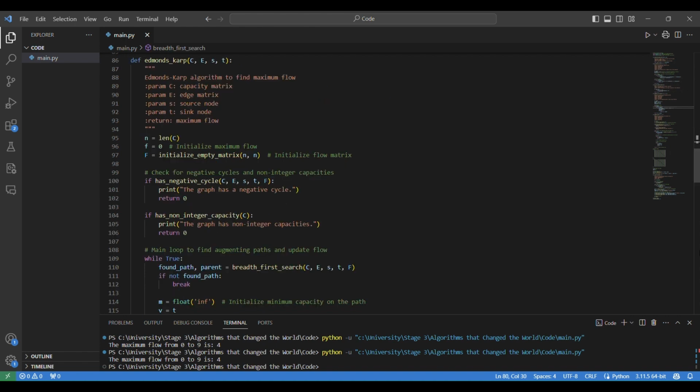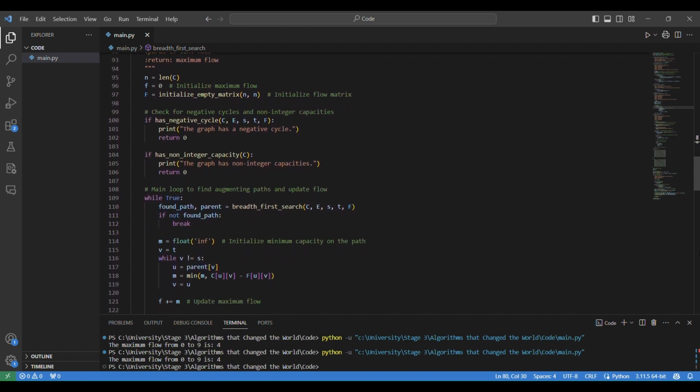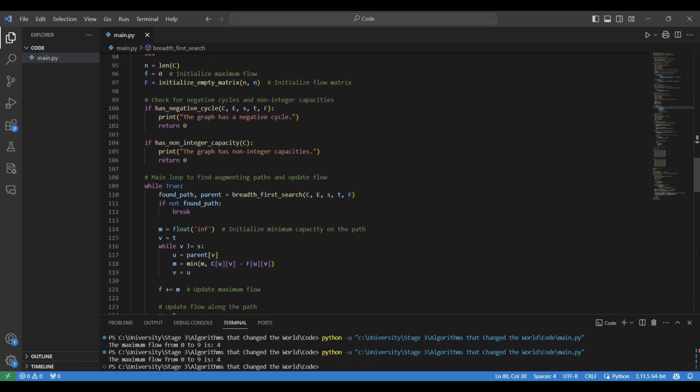The algorithm is encapsulated in the Edmonds-Karp function, defined on line 86. This function initiates the maximum flow at 0 and sets up an empty flow matrix. Before proceeding with the main loop, the algorithm checks for negative cycles and non-integer capacities, ensuring a valid input graph for further processing. Inside the loop, the algorithm employs breadth-first search to systematically identify augmenting paths. The BFS ensures a consistent preference for the shortest paths from the source to the sink. The identified augmenting paths guide the algorithm in updating the flow matrix and, consequently, the maximum flow.